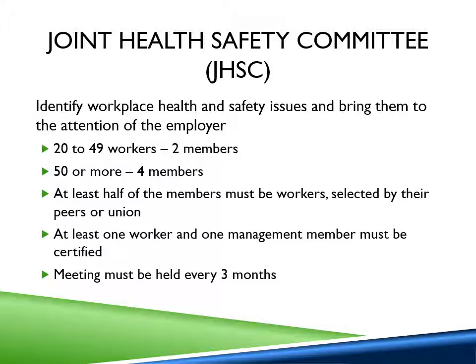A Joint Health and Safety Committee must be composed of both management and worker members. Organizations that have 20 employees but less than 50 must have a minimum of 2 members. Organizations that have 50 or more employees must have a minimum of 4 members. In all cases, at least half the members of the committee must be worker members who perform no management function. Worker members are selected by their peers or union, and management members are selected by the employer. These numbers are minimum requirements as set out by the Occupational Health and Safety Act.